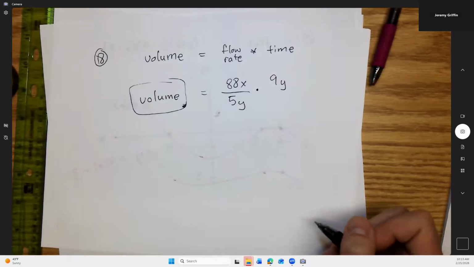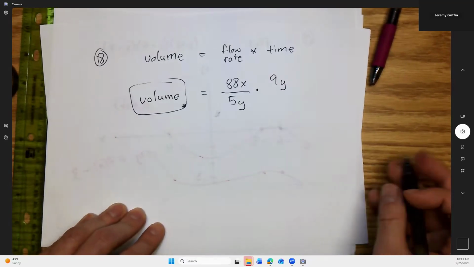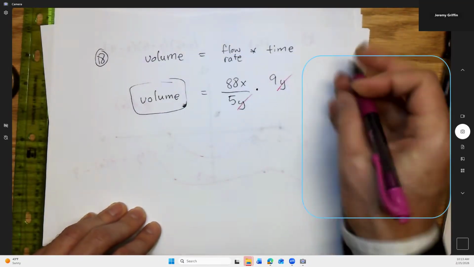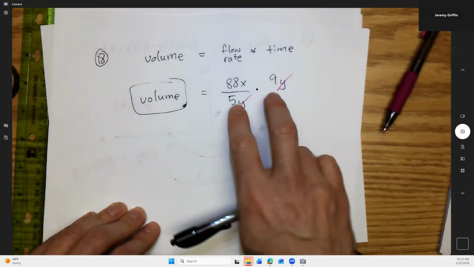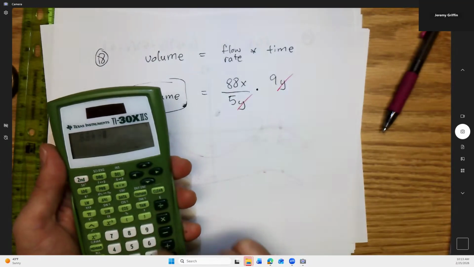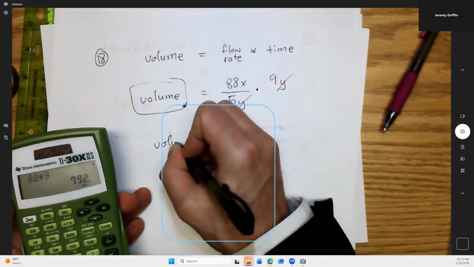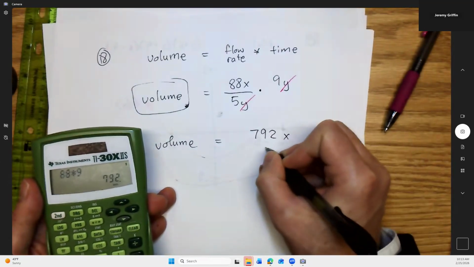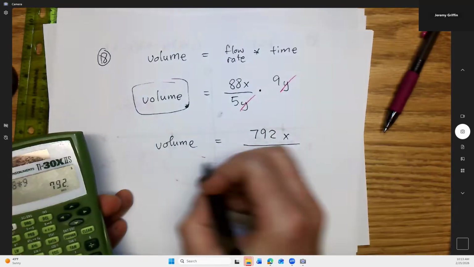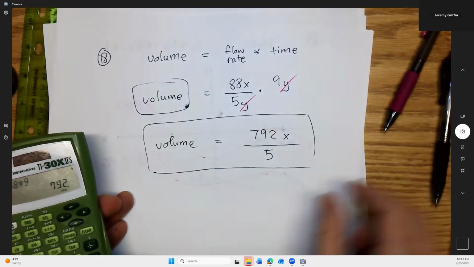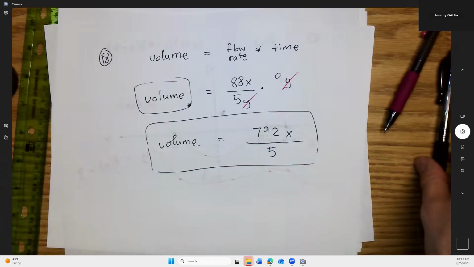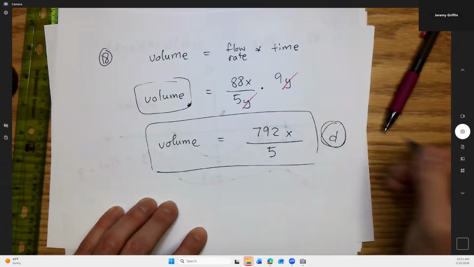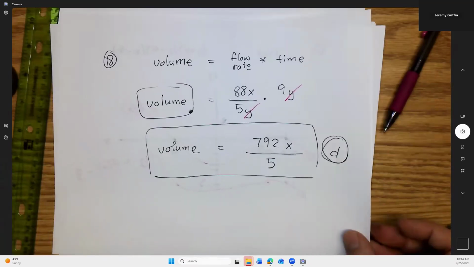Okay, guys, what cancels out? Let's multiply this. What's 88 times 9? That's 792. So the volume would be 792, and I still got the x, and it's still divided by 5. Okay. And I think that matches one of the multiple choice answers. That looks like D. Let me make sure that 18 is D. Yeah, 18 is D. You guys got 18 is D?